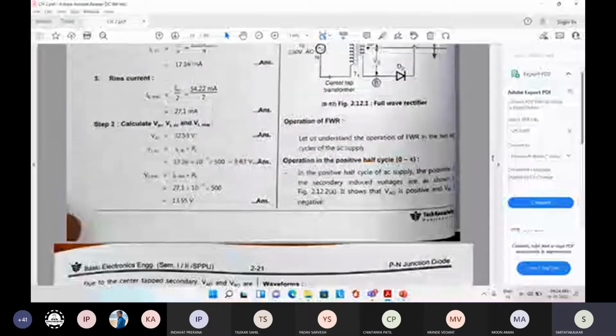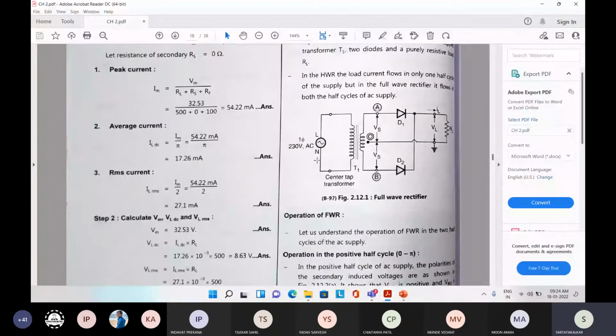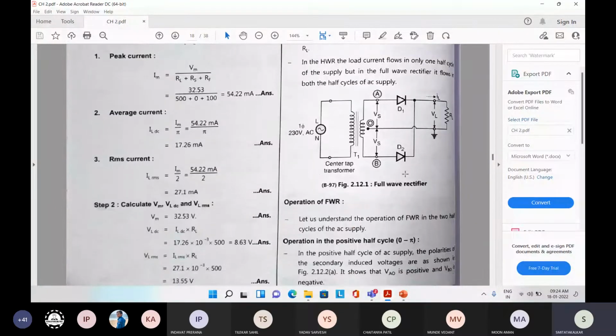Here is the full wave rectifier, the same diagram, but diodes D1 and D2 each drop 0.7 volt. Here we apply a 230 volt single phase AC supply, and the source frequency is 50 hertz. Single phase alternating current, 230 volt. And the center tap is at the center of the transformer.